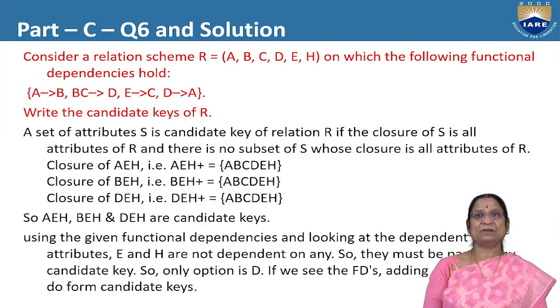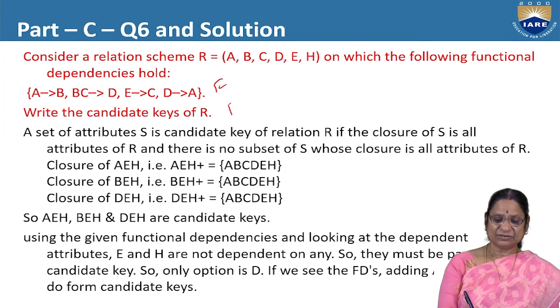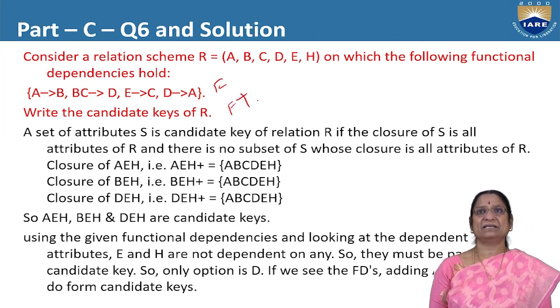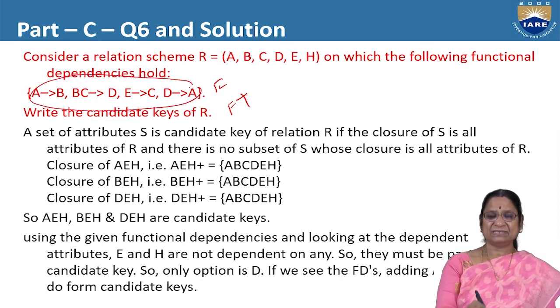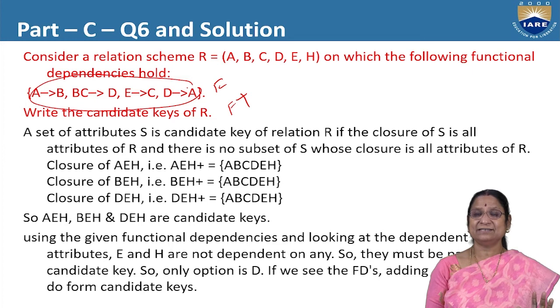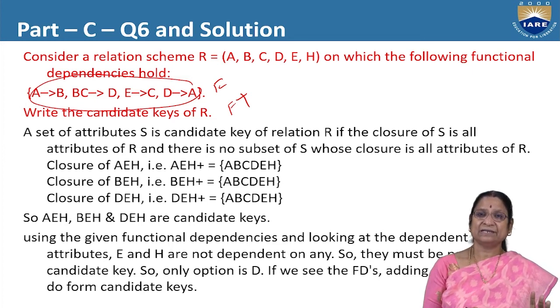Determines means, for example, we will find out the closure. What is closure? Closure of a set means, for example, if the set of FDs is F, then F plus is defined as the closure of functional dependencies, which consists of all the FDs derived from these FDs. We discussed in detail about this closure of attribute, closure of set F of functional dependencies, etc.